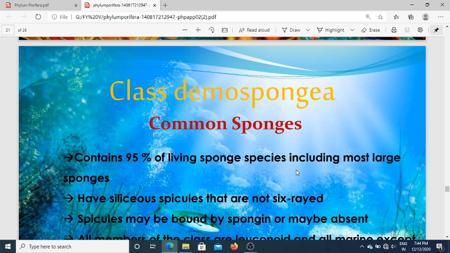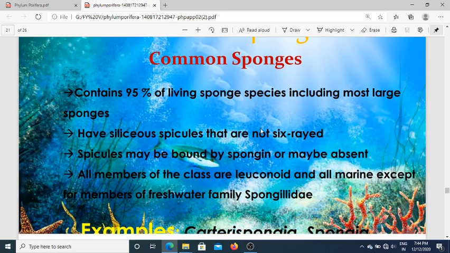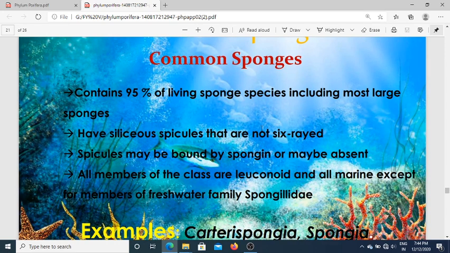The third class is the Demospongiae, also called the common sponges. These sponges are marine as well as freshwater. The sponges included in this class are horny sponges. They are brightly colored, like red, black, yellow, orange, etc. If they possess a skeleton, it is composed of non-hexactinellid siliceous spicules or spongin fibers. The canal system is of leuconoid type.